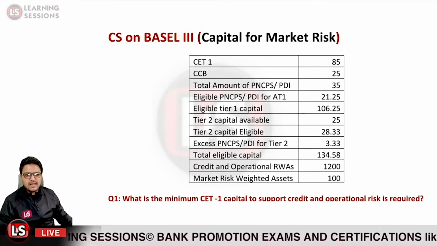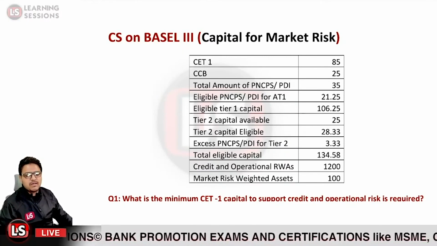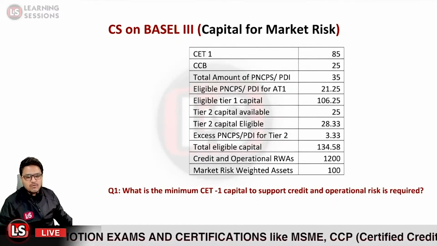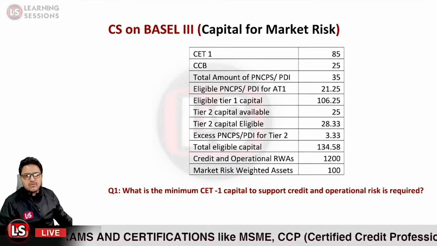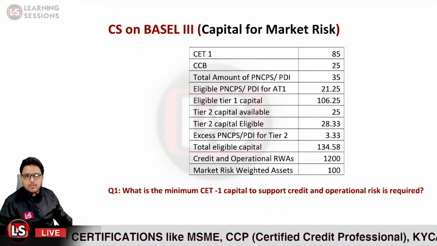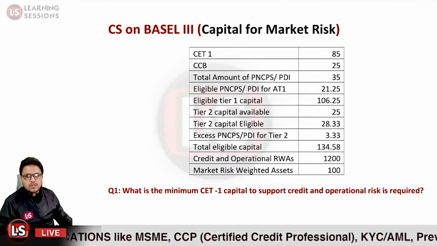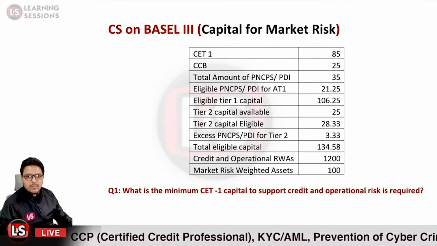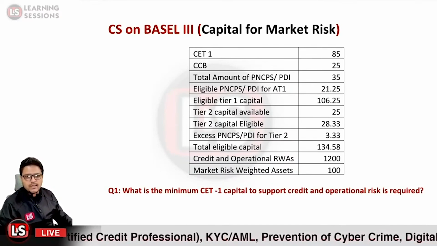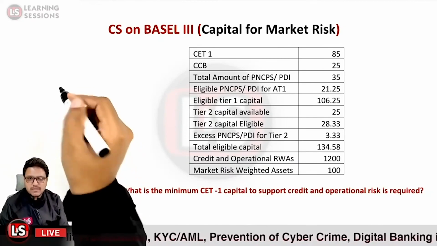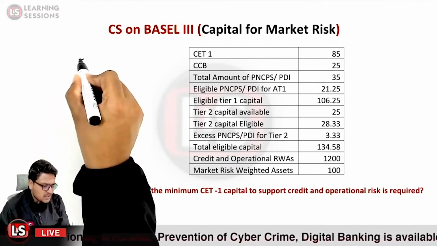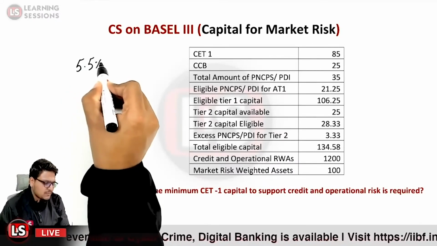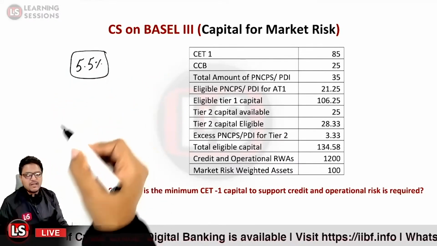So question number 1, it says, what is the minimum CET1 capital to support the credit and operational risk? What is the minimum CET1 capital required so as to support the credit and operational risk? So for the credit and operational risk, we need to calculate the CET1. So what is the minimum percentage of the CET1? Minimum percentage of the CET1 as per the Indian regulator, it is 5.5%.